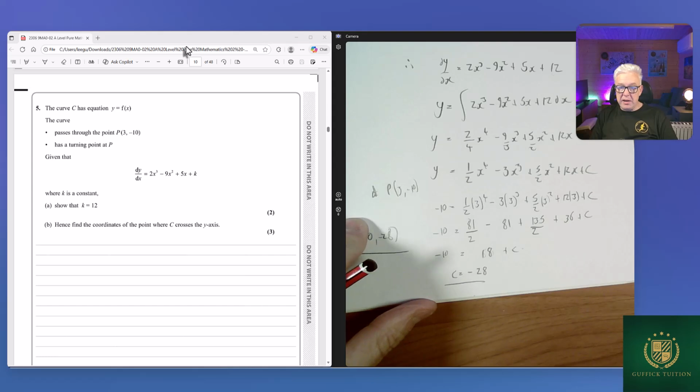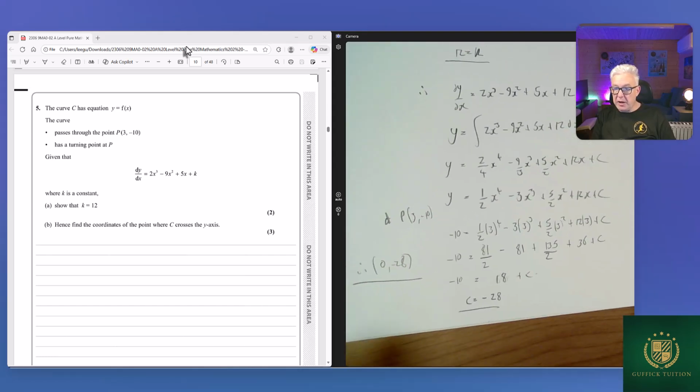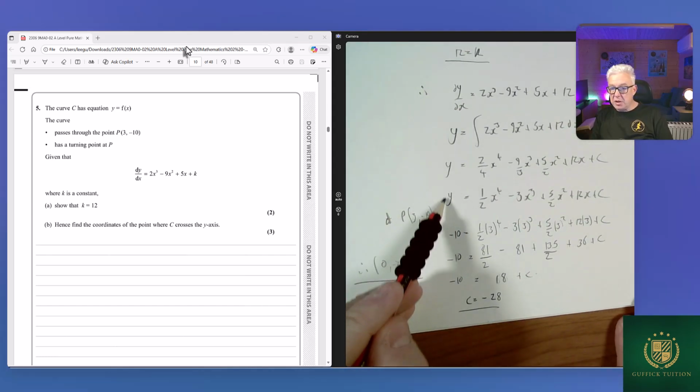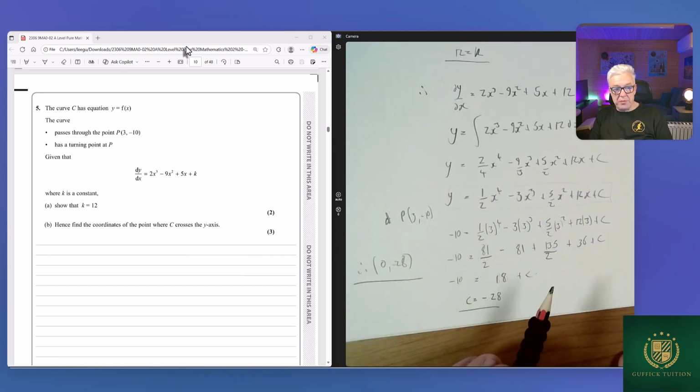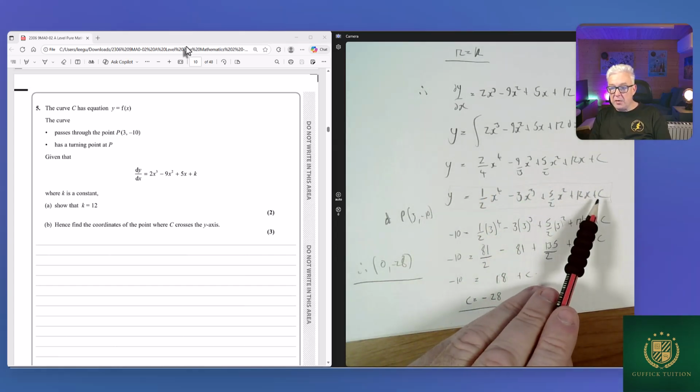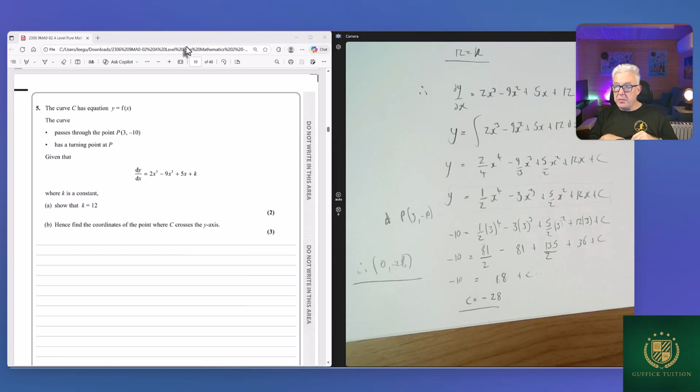So therefore, in this equation that we've got here, if we were to imagine that x was equal to 0, then the y-intercept, which would just be the value of c, is going to be -28. So therefore, the curve intersects the y-axis at -28.